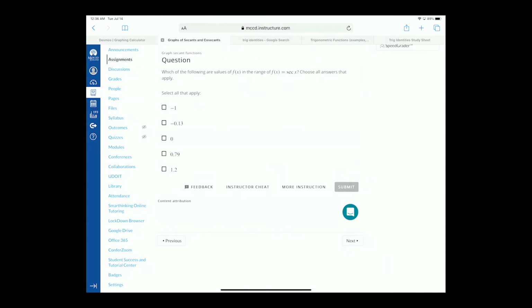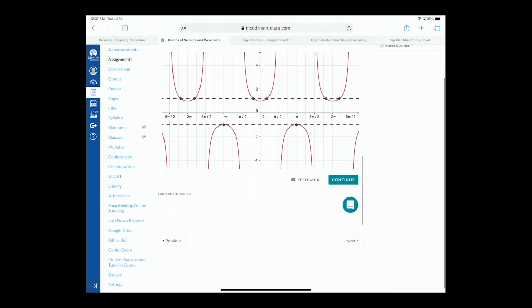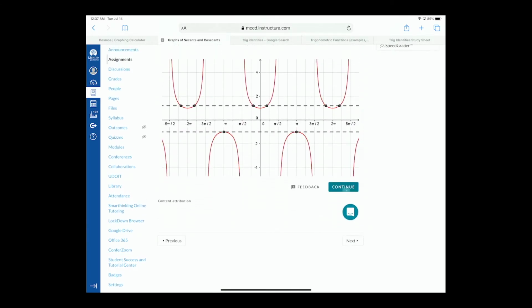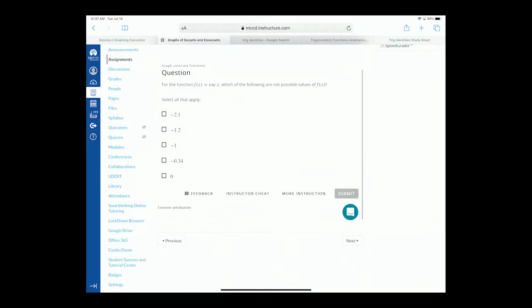Which of the following are in the range? The range means the y value. So which are the range of secant x? Well, everything bigger than 1, right? So this one is okay. The next one's not okay. The next one's not okay. The next one's not okay. And this one's okay. Anything bigger than 1 in absolute value, plus or minus 1. Easy peasy. And then they show you the graph to make it obvious. Continue. Which of the following are not possible? Well, the ones less than 1.